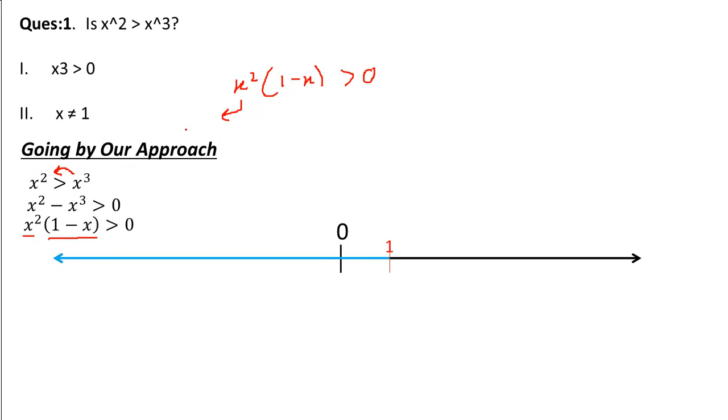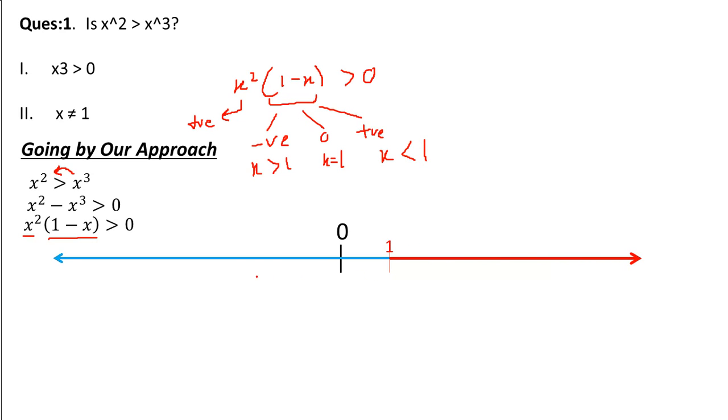See, x to the power 2 is always positive. So I just need to check whether 1 minus x is negative, 0 or positive. So when is 1 minus x negative? When x is greater than 1. It is 0 when x is equal to 1. And it is positive when x is less than 1.